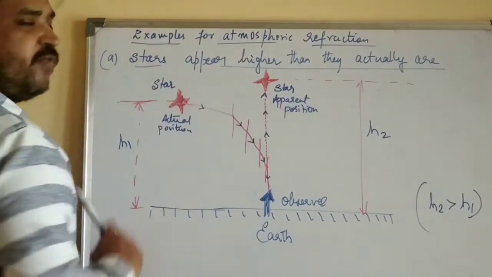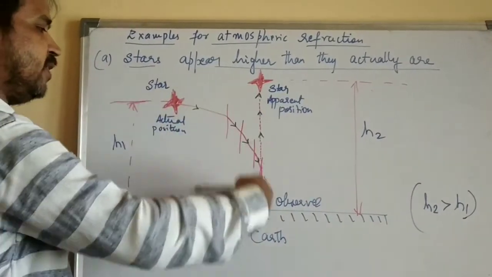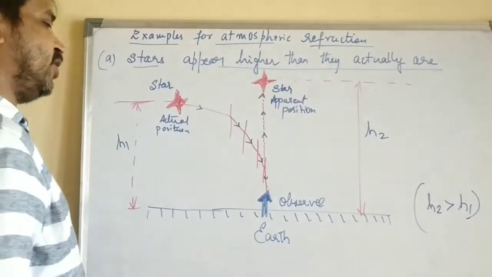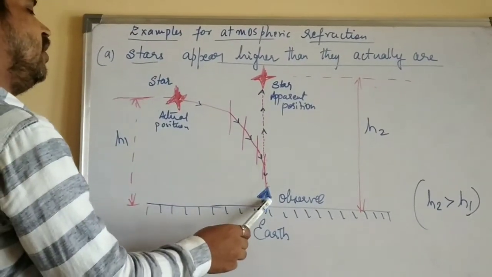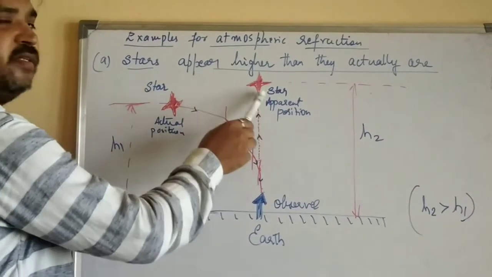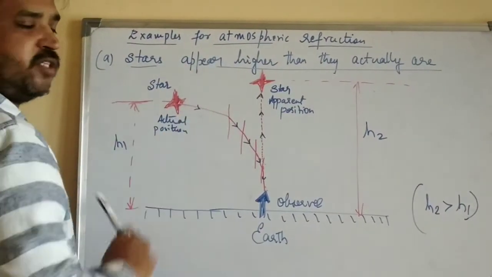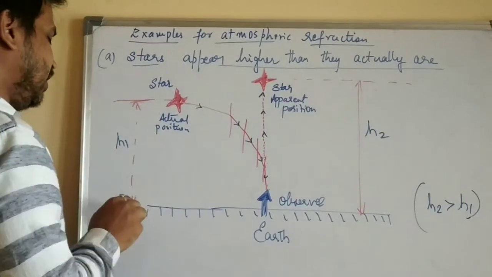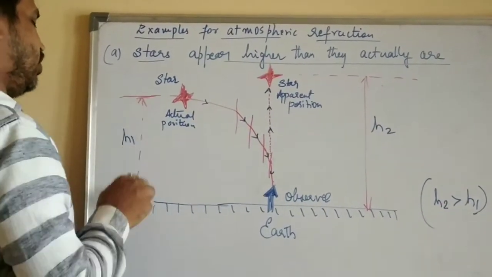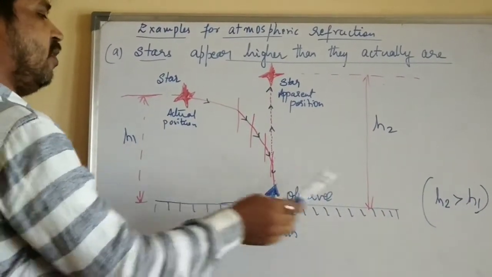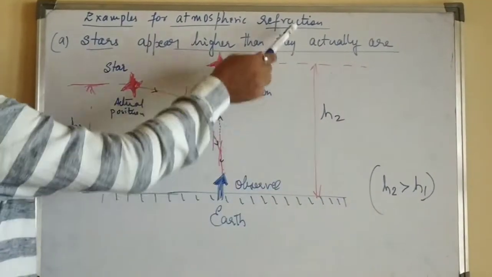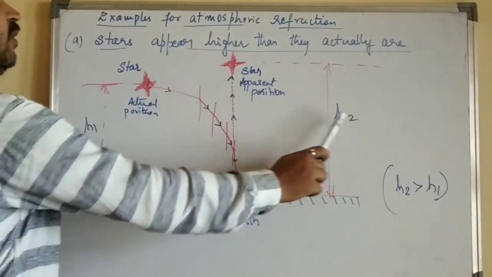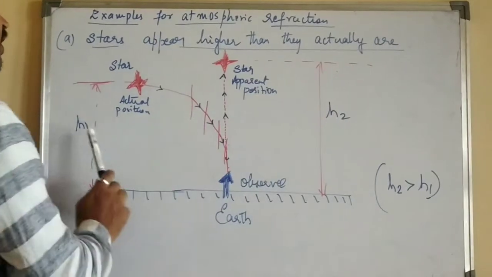Due to this atmospheric refraction, through the various layers of the atmosphere, the stars appear to be at a very high distance. Appear to be, it is apparent, not actual. Actually, the star is at this position. See, H1 is the actual position of the star from the earth. Now, H2 is the apparent position. Now, which is greater? This apparent position is greater than this actual position.